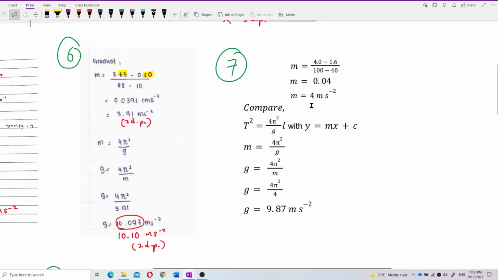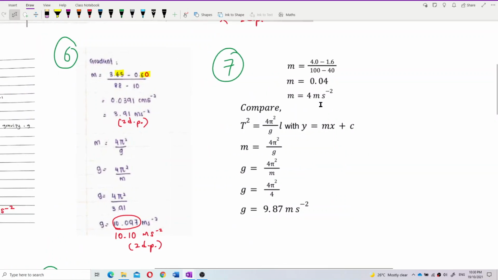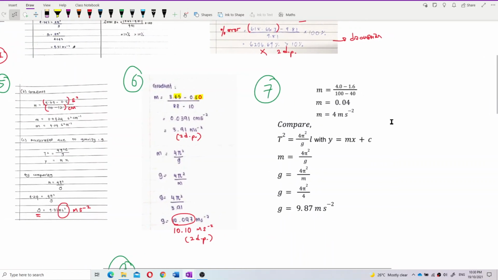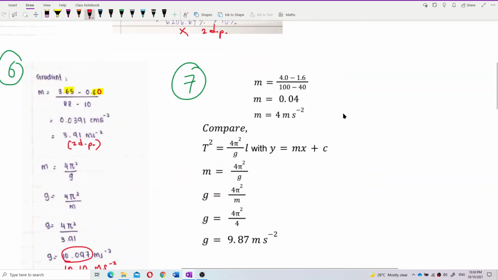This one also, yeah. This one, the unit also wasn't checked. This person doesn't check the unit. Why is the unit the same? Why do the unit of the gradient and the required value have the same unit? You didn't check the unit.